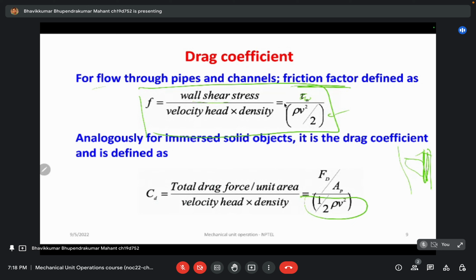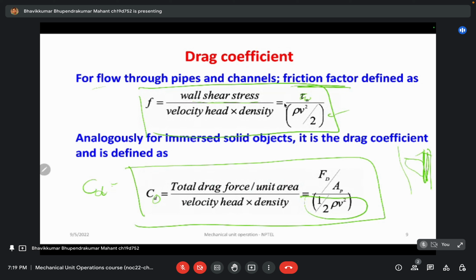And here we discuss the shear stress, which is nothing but the shear force by area. Same here, the drag force per unit area, which is FD by AP. So this is the definition of CD, which is the drag coefficient. D is denoted by drag and C is the coefficient. CD is the drag coefficient, and the value is FD by A upon rho v square by 2.